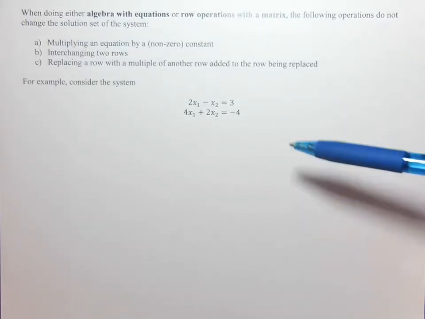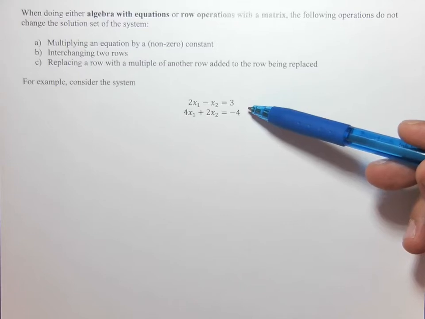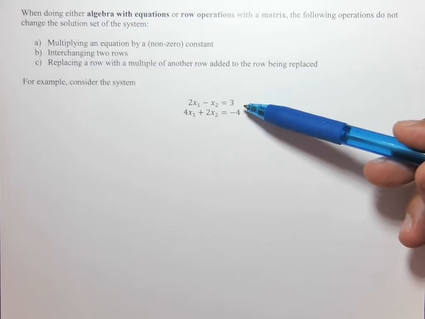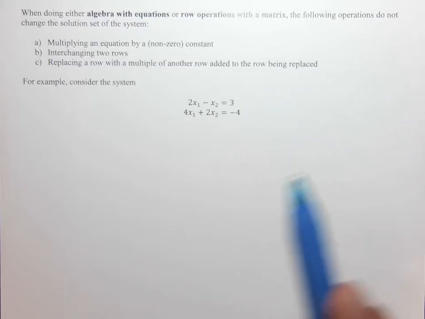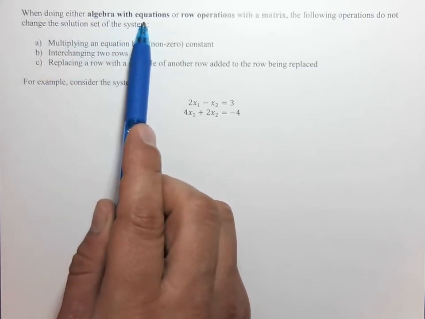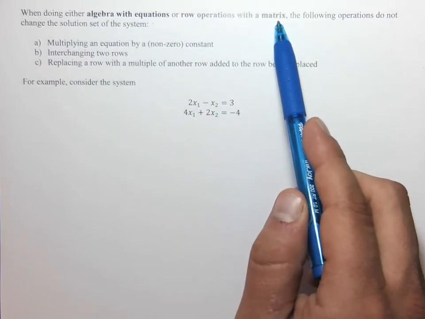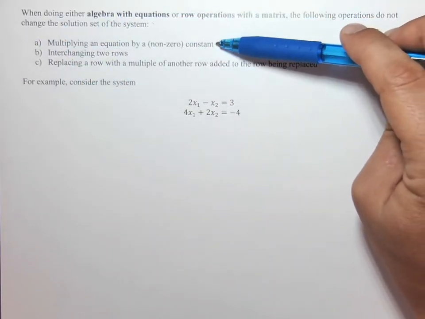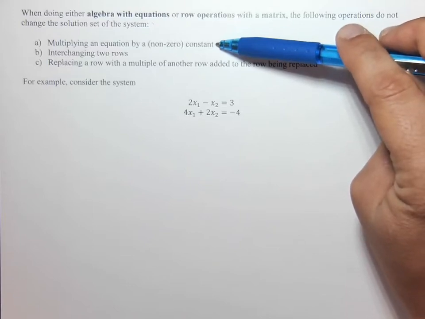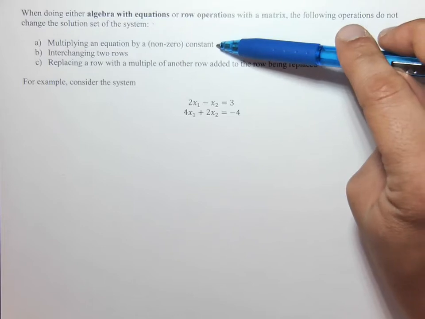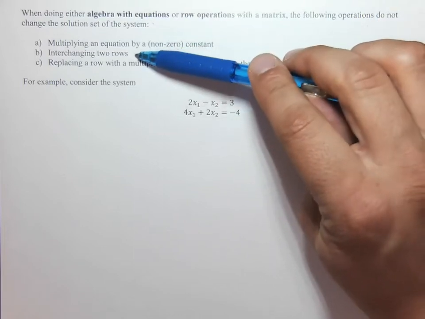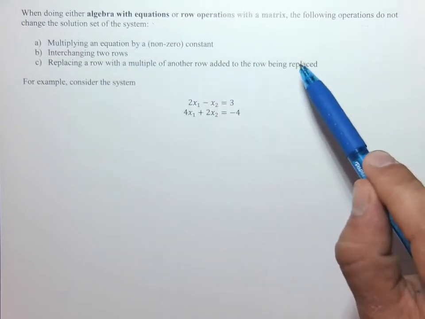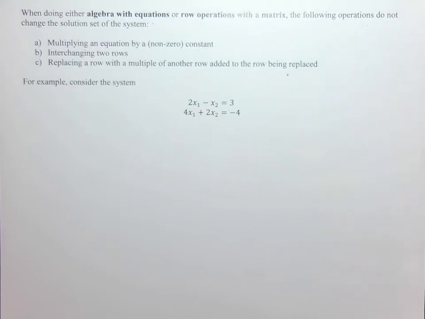Okay, so we're going to start off with a nice, easy system again: 2 equations, 2 unknowns. We write it in a matrix, and we do operations. Like it says at the top of the page, when you're doing algebra with equations or row operations with a matrix, the following things don't change the solution. You are allowed to multiply an equation by a non-zero constant. That won't change anything, because you can multiply both sides of the equation by something. You can switch rows, or you can replace a row with a multiple of one row added to the other row. That's one that gets used more often than not.